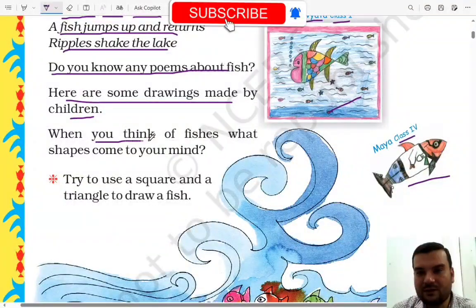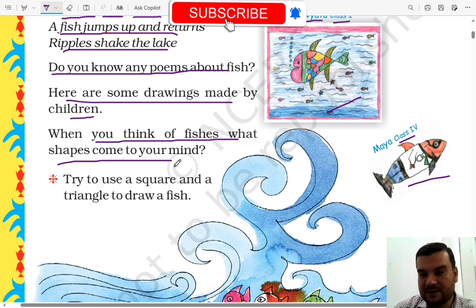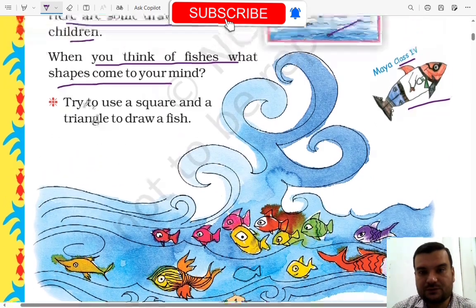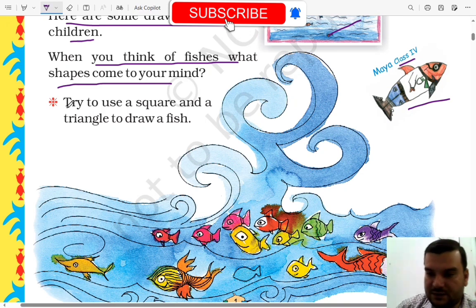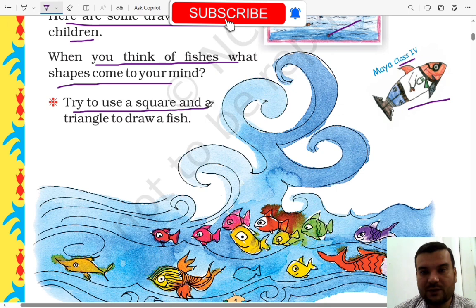When you think of fishes, what shape comes to your mind? So he's asking about that. When you think about the fish, which shape first comes to your mind? Just like when we see the sun, a circle shape comes to our mind. Spherical shape, circle shape, you can say. Try to use the square and a triangle to draw a fish.